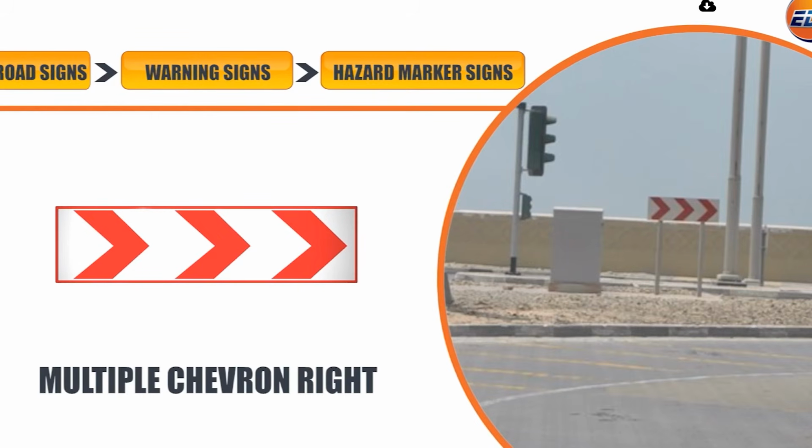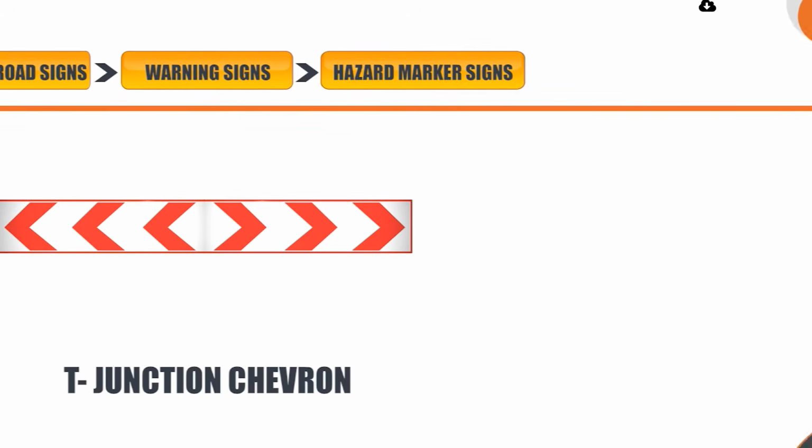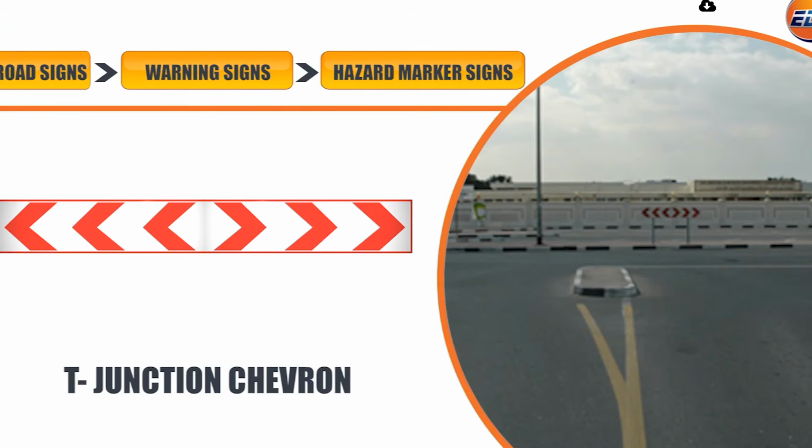Multiple chevron right. This is a multiple chevron to right, which alerts motorists to turn right. It is commonly found on roads where there is a sharp deviation of route to the right. If the symbol is reversed, it indicates a sharp deviation of route to the left. T-junction chevron. This sign alerts the motorists to change the direction of the vehicle either to the right or left. It is found at T-junction.